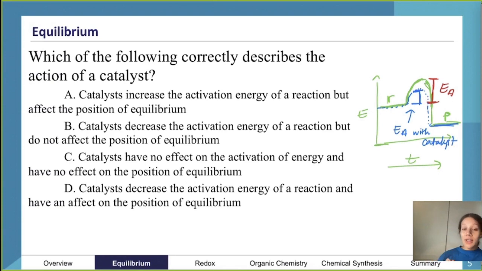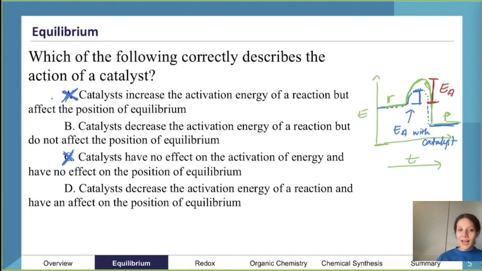So we don't increase the activation energy, so we can rule out option A completely. So we have decrease the activation energy, so B is still a potential answer. For C, catalysts have no effect on the activation energy, so that's going to be incorrect as well. And then D is also another possibly correct answer. So now we're going to have to move on to position of equilibrium.